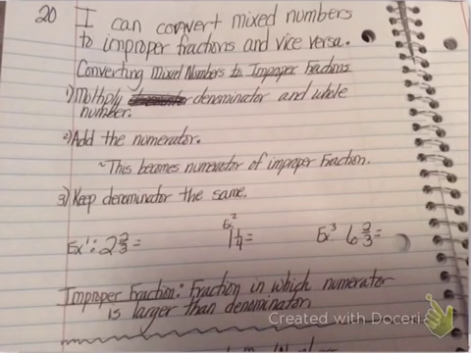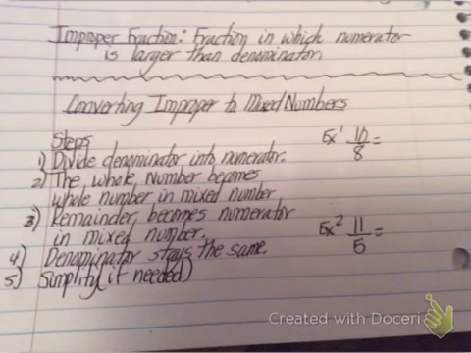Remember, an improper fraction is a fraction in which your numerator, which is your top number, is larger than your denominator. Remember, mixed numbers have a whole number and a fraction, like 3 1/2. My whole part is 3, and that fractional part is 1/2.